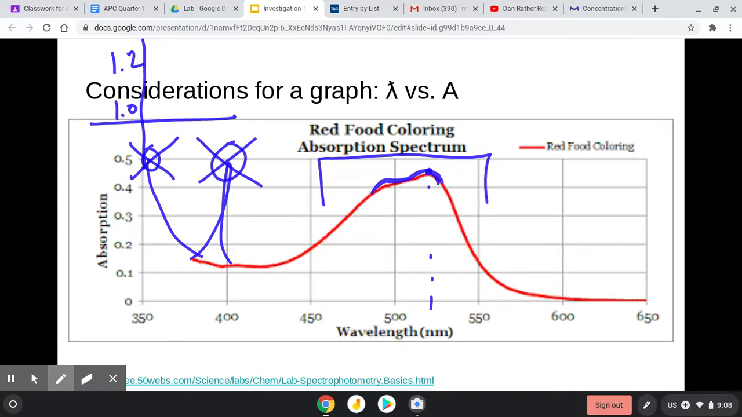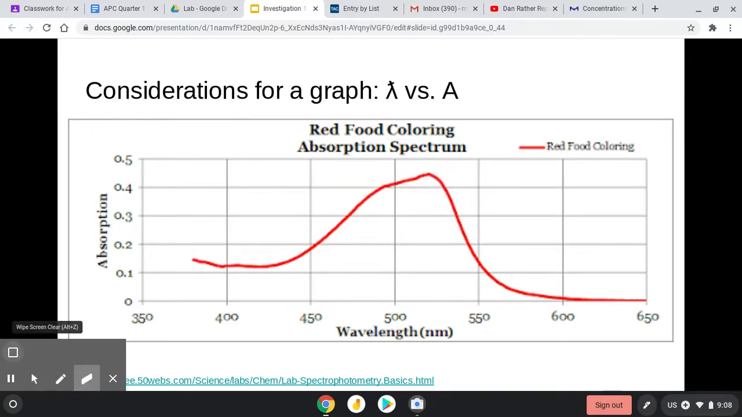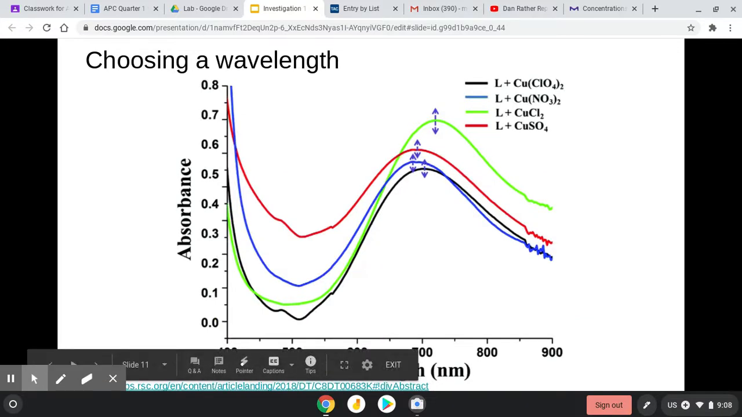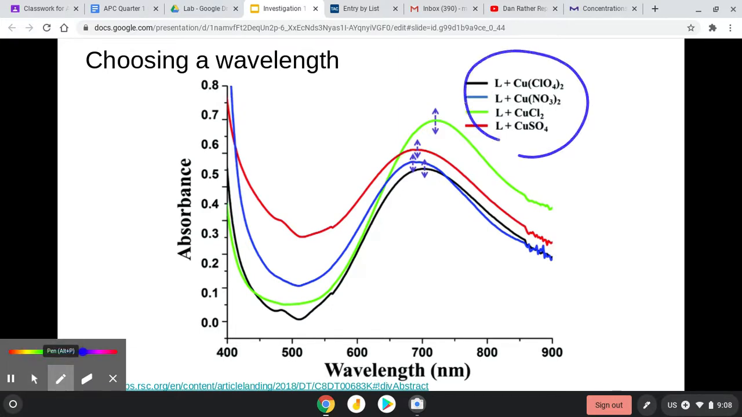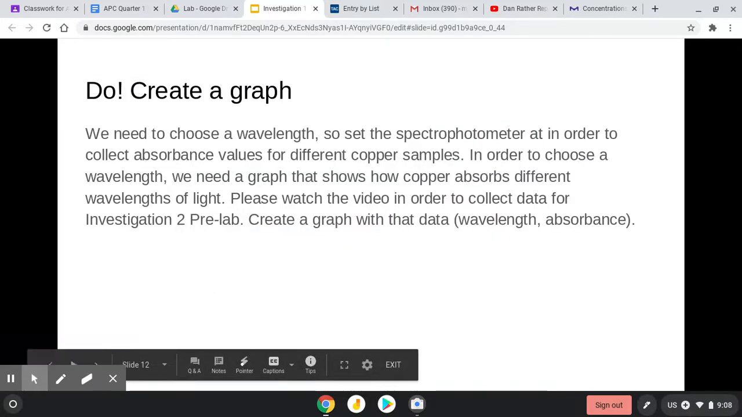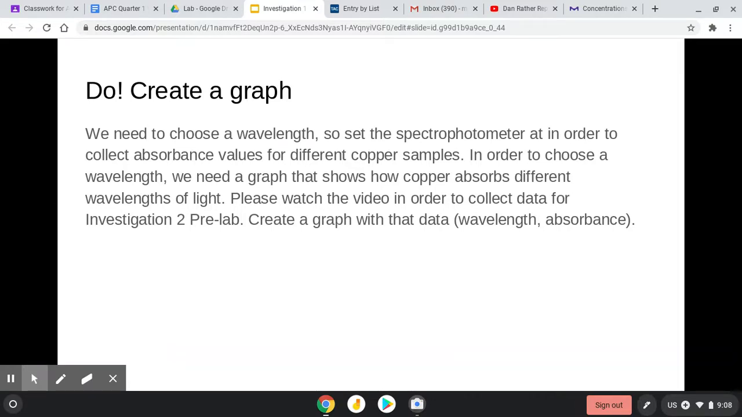So here's the next thing you are going to do. This is another example of multiple copper compounds, and we'll come back to this one in just a second. You are going to create a graph. So you need to go watch the video in order to collect data for our pre-lab in order to create this graph.